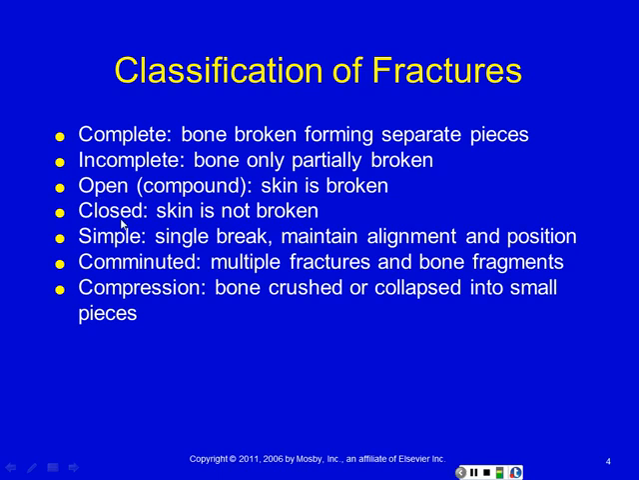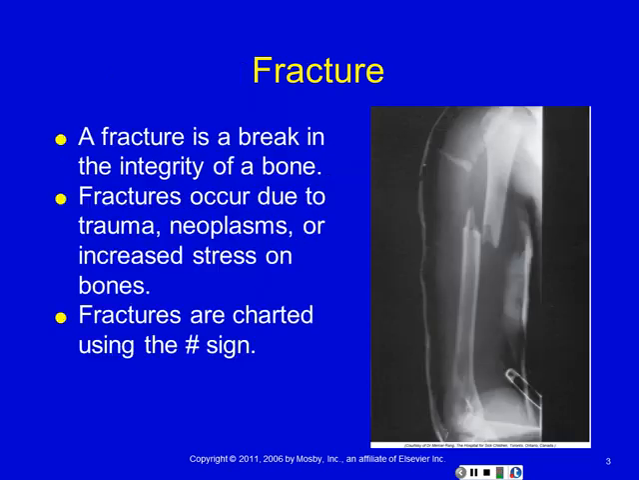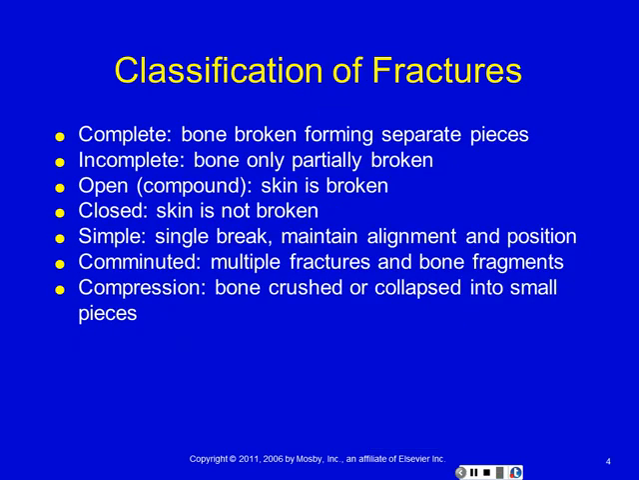A closed fracture is most fractures. This is where there's not a break in the skin. In a simple fracture, we have a single break, so it's a crack or a break through the bone, but the bones are in proper alignment and position. So like this is not a simple fracture, because here the two ends of the bone have moved relative to each other. So even though there's only one break and two bones, this is not a simple fracture. It would be a subluxed fracture in that case.